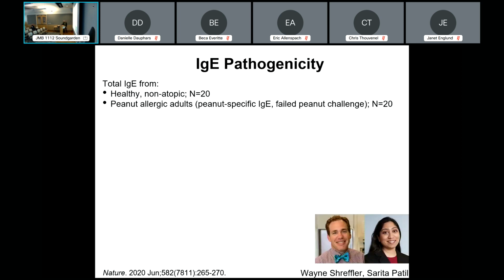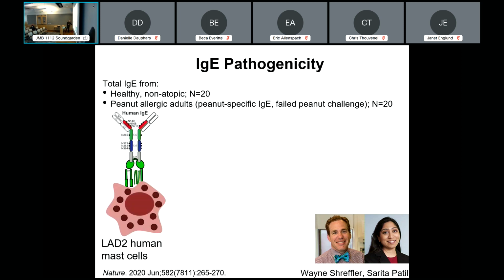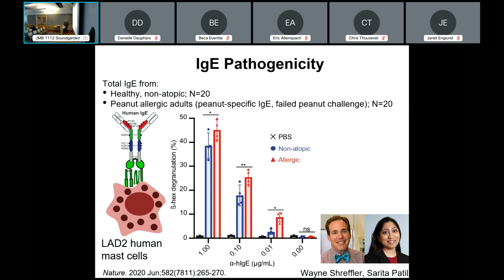And so in collaboration with Wayne and Sarita, who are neighbors, they had this really great cohort of peanut-allergic patients, and these were confirmed by oral peanut challenge. So these are bona fide allergic patients. And then we got a cohort of absolutely non-allergic adults, and did a very simple experiment where we loaded the same amount of total IgE onto the surface of mast cells and cross-linked them with anti-IgE, an antigen-agnostic way. We got this very interesting trend where there was always slightly less degranulation with the non-allergic IgE compared to the allergic IgE, shown in blue versus red.